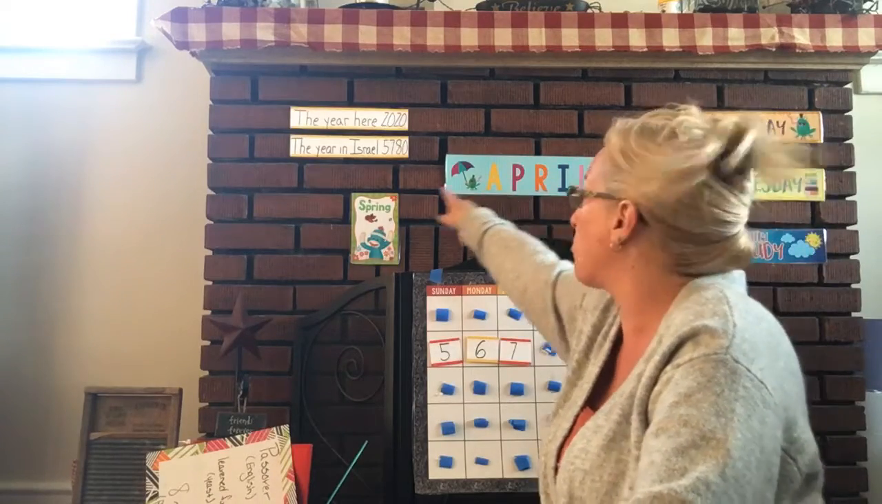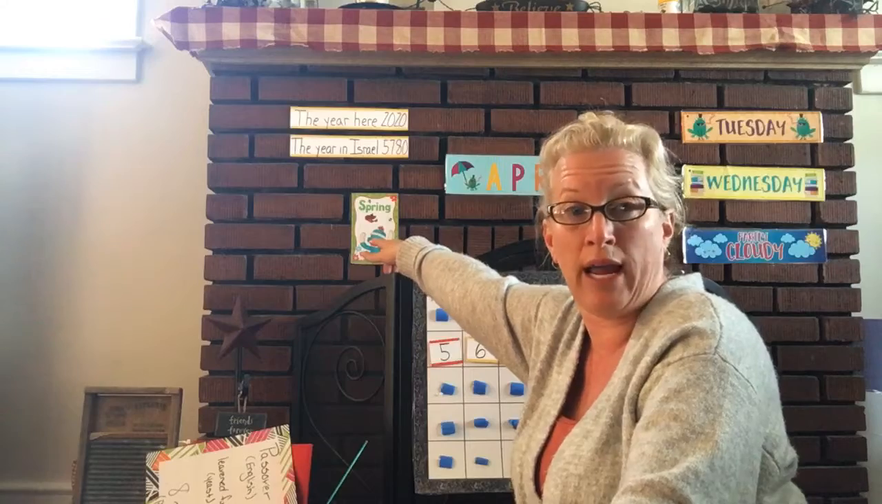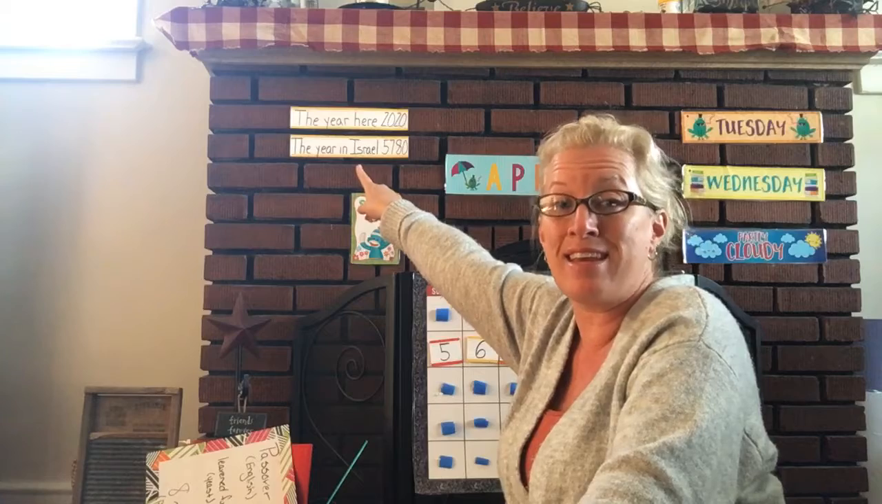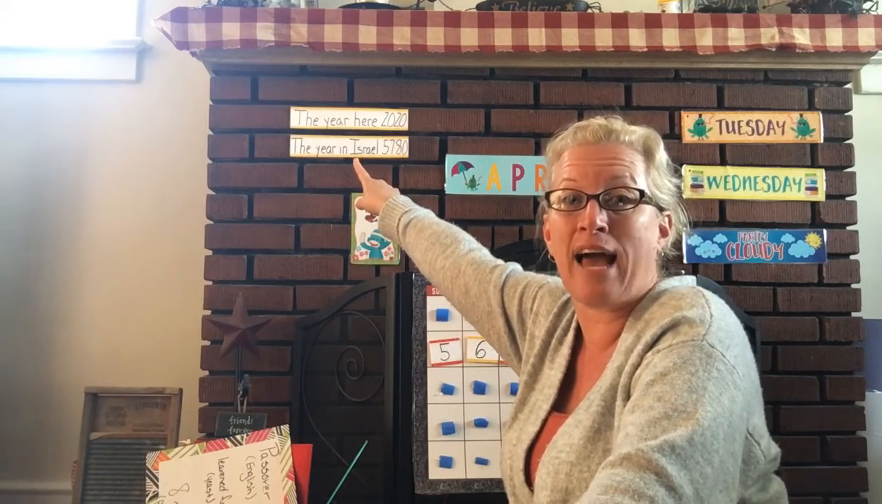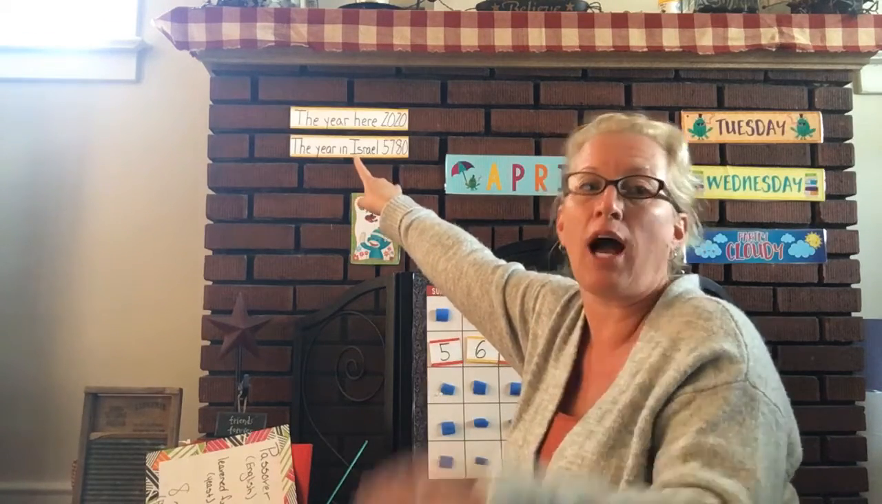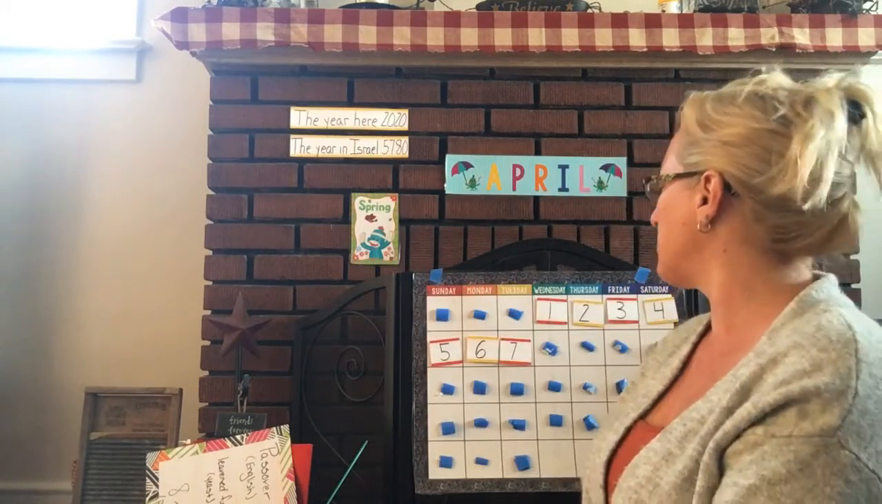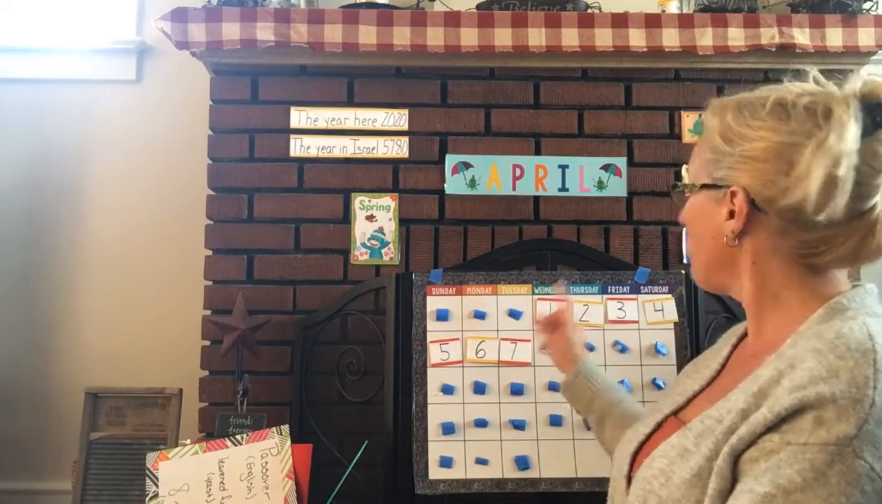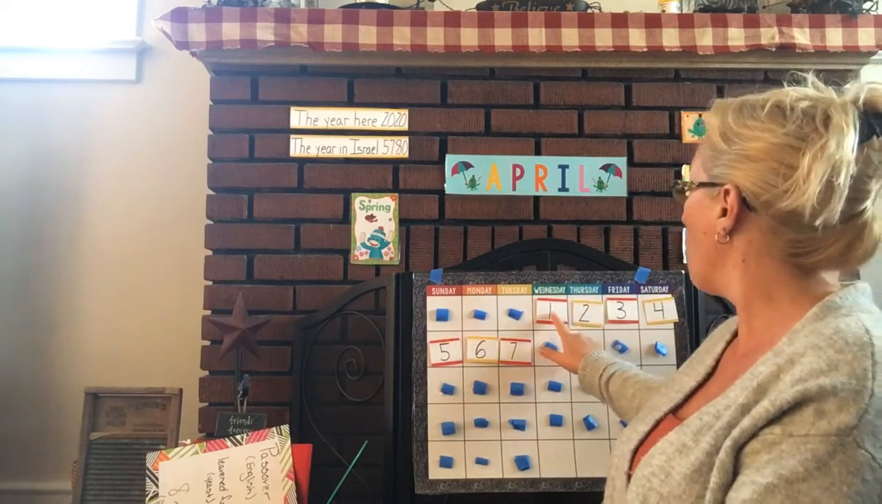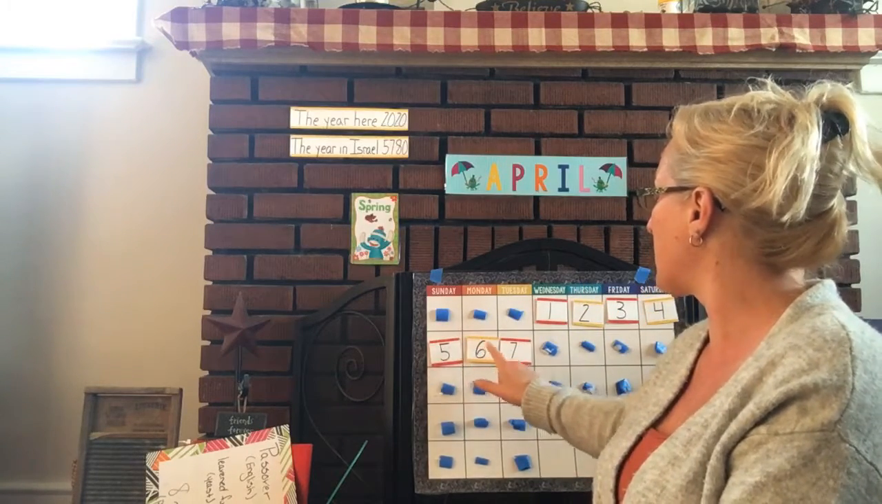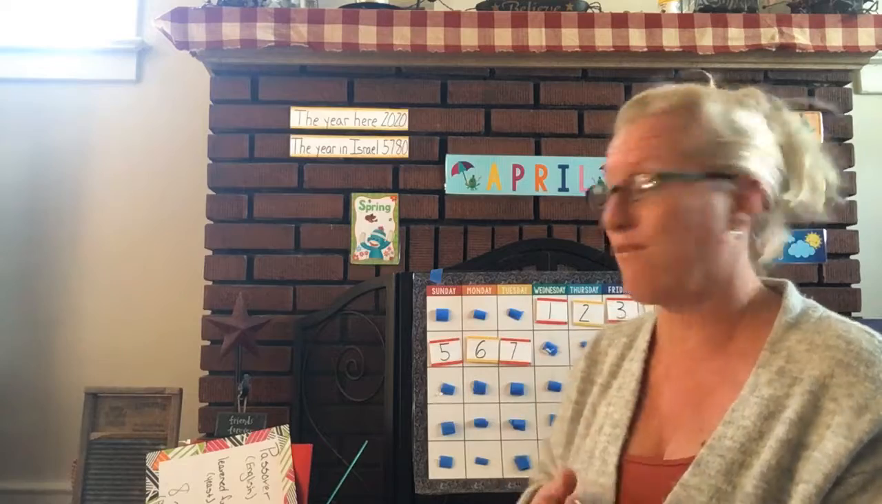The month is April. The season is spring. The year here is 2020, and the year in Israel is 5778. Oops, I'm sorry. It's 5780 in Israel. So it's the year of 5780. And we're going to count today. 1, 2, 3, 4, 5, 6, 7. Today is the 7th day of April. So it's April, Tuesday the 7th.